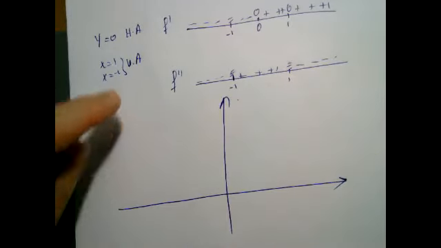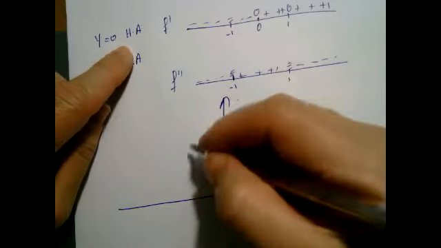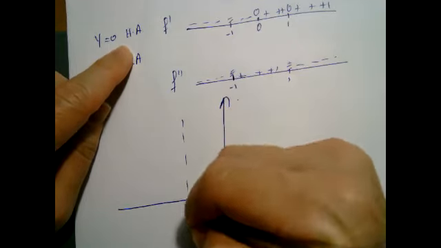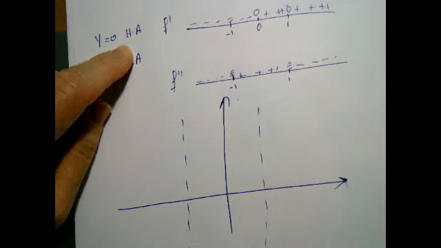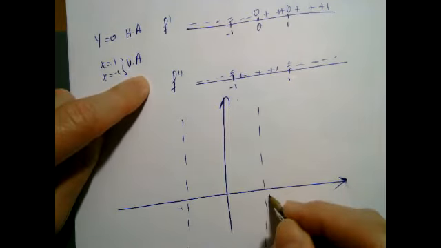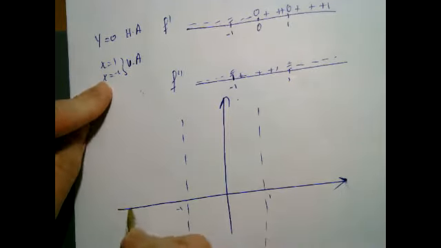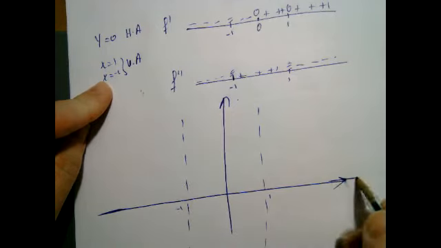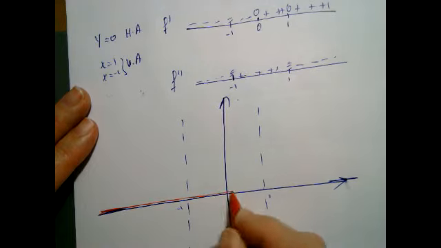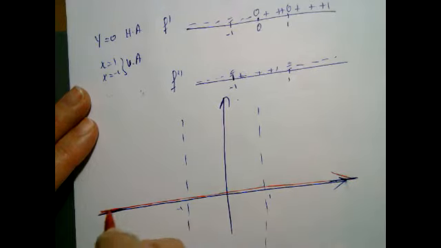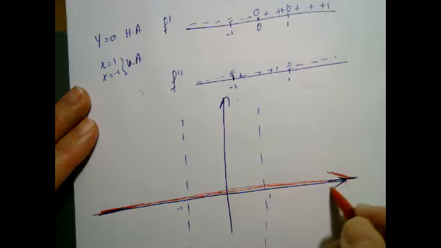Very good. Here we are. The -1, 1. Those are my vertical asymptotes. Okay, horizontal asymptote. It means I know when x goes to plus infinity. So this line here is a horizontal asymptote. So the x-axis is a horizontal asymptote.